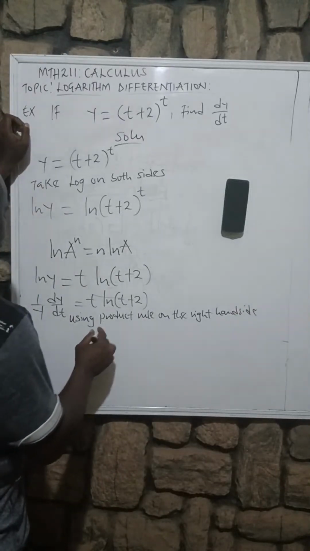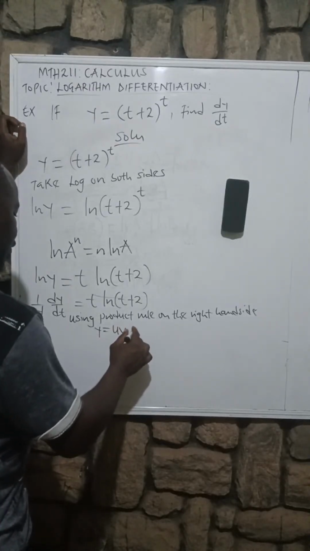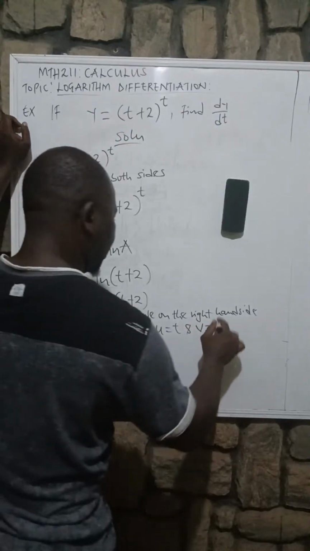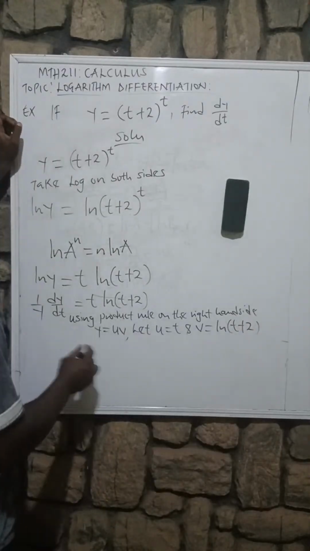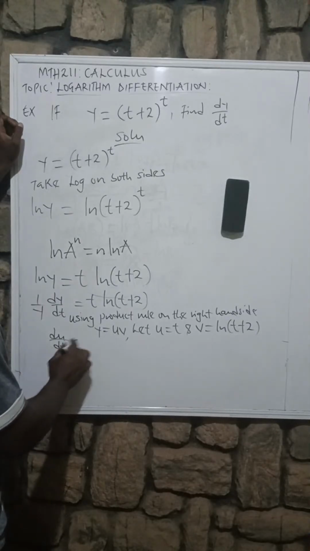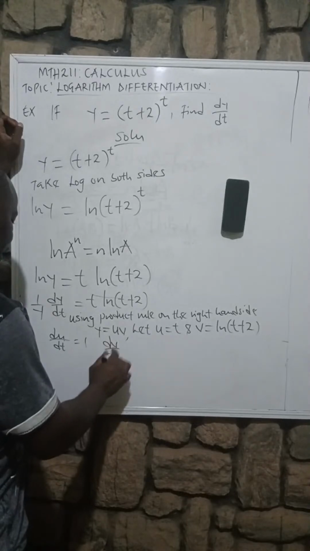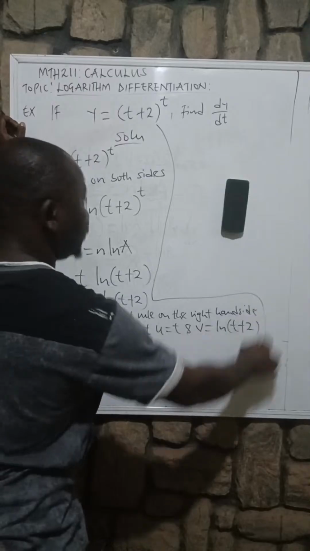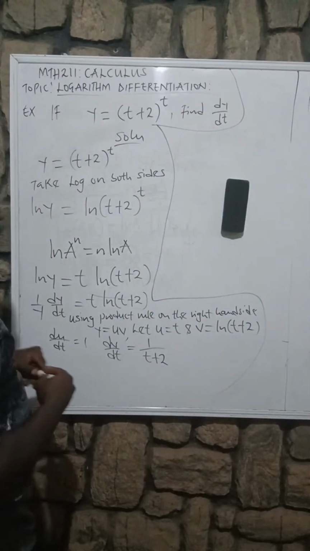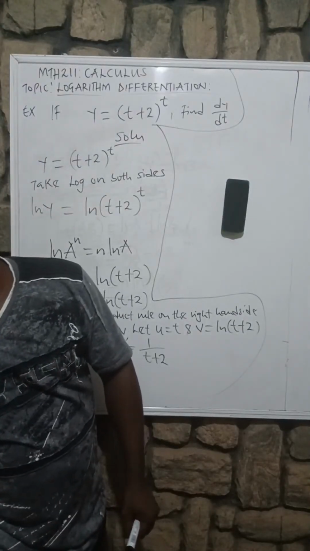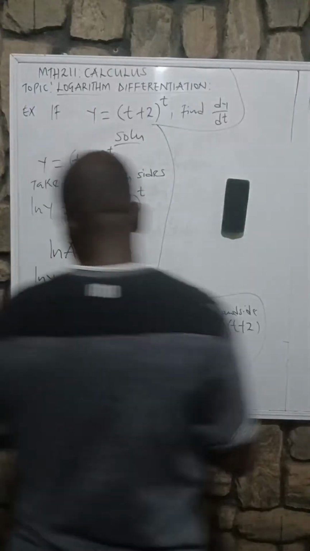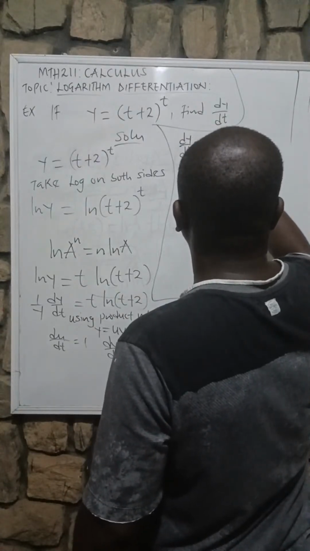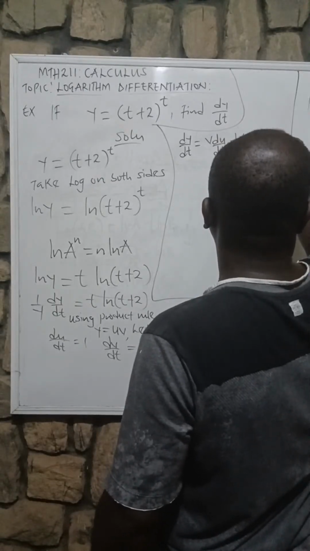Okay, so it means this is y equals to uv. So here will be let u be equals to t and v be equals to ln(t + 2), right? So differentiate this, our du/dt is 1, right? Then our dv/dt is equals to 1 all over t + 2. True or false? Okay. So if you agree with me, our product rule, that is our dy/dt equals to v du/dt plus u dv/dt, right?